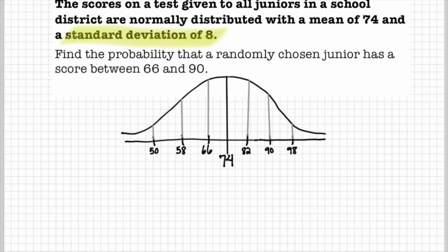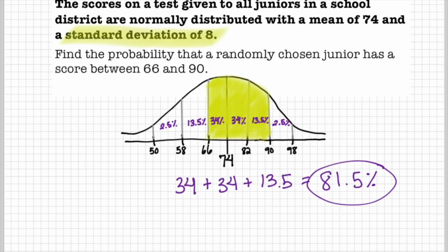Now it says find the probability that a randomly chosen junior has a score between 66 and 90. We make our lines to the top, and between 66 and 90 would be about here. We're just going to add 34, 34, and 13.5 together, and you get 81.5%. What that means is the probability of randomly picking a junior, their score has an 81.5% chance of being between 66 and 90 on this test.